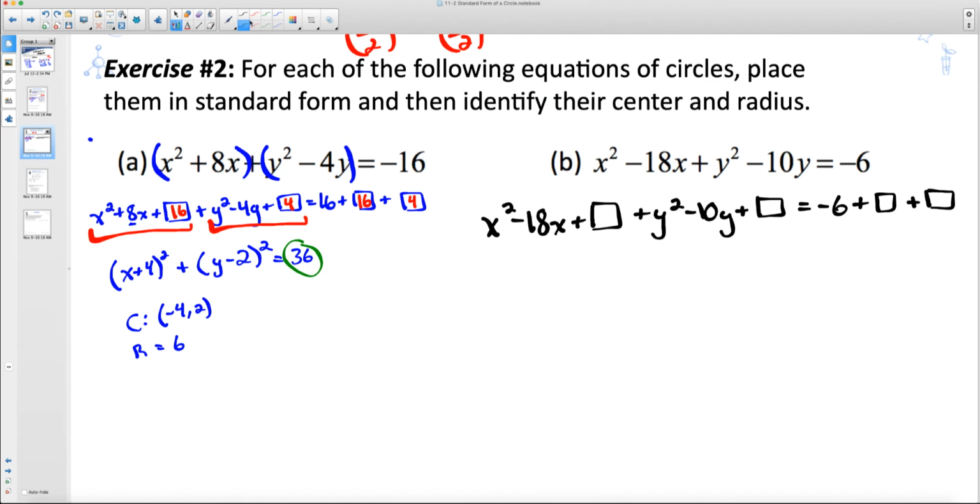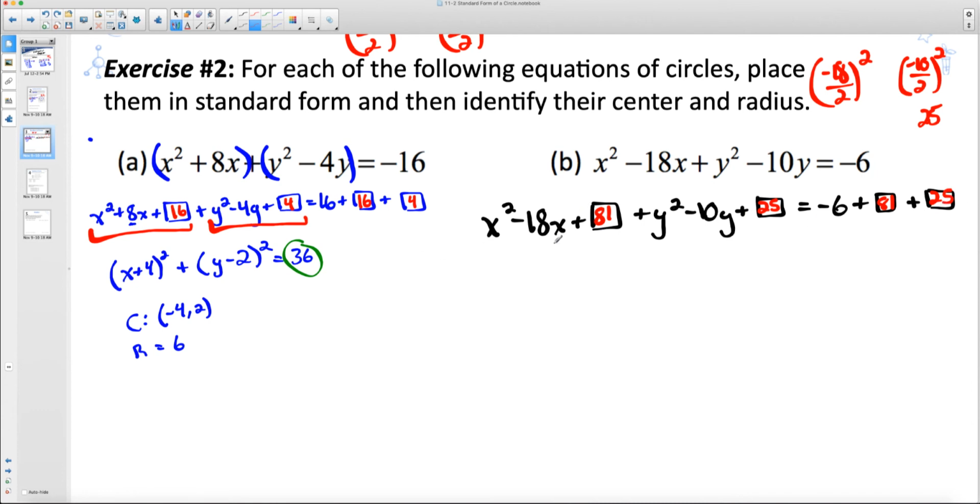We're going to take half of -18, which is -9, square -9, and that's 81. So we're adding 81 to both sides. Then for the y terms, take half of -10, which is -5, and square it. That's 25. So we're adding 25 to both sides over here.